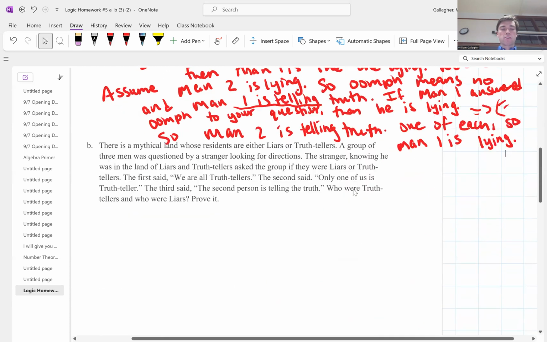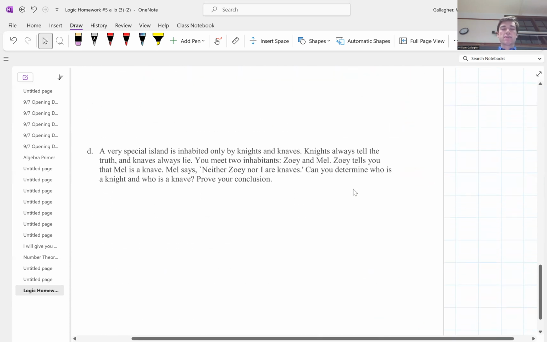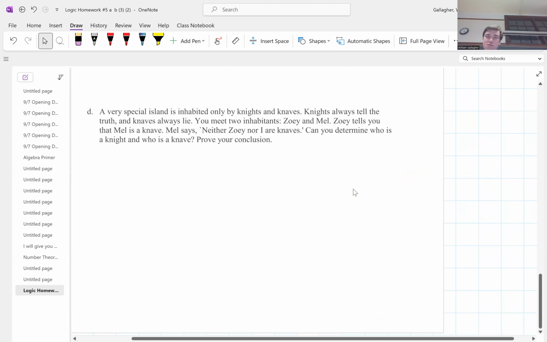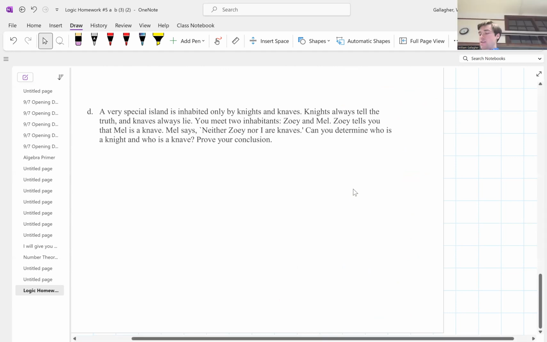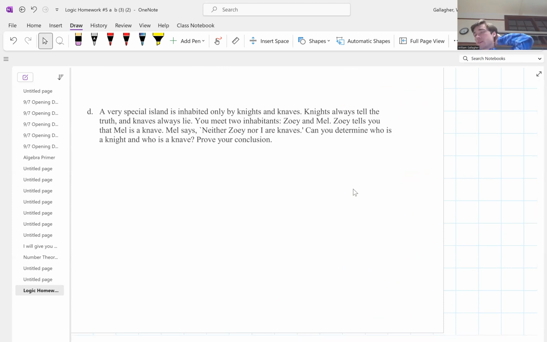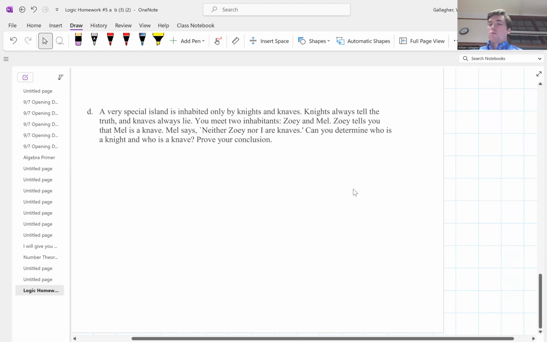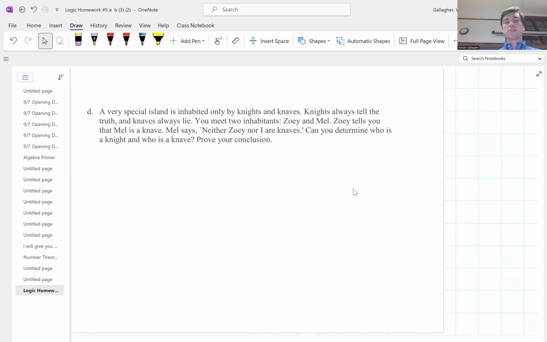Okay, again, we're skipping B and C. I actually think that D is easier than the first one because it's just knights and knaves. You don't have to worry about the language barrier. So we have two people, Zoe and Mel. I tried to avoid negating that neither-nor statement. We do know how to do it, but I just try to avoid negating the neither-nors or the both-ands if I can, because it does get a little confusing.